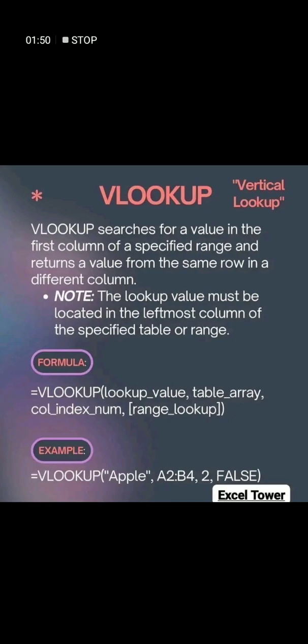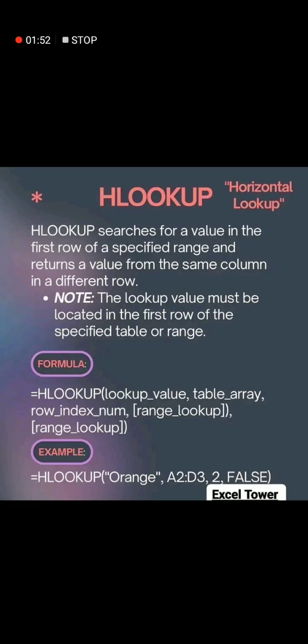So kung kanina is yung column index niya, row index ang hinahanap sa horizontal value. So yan, HLOOKUP. Ang hanapin is yung orange sa lahat ng table range or range na ginawa nyo. So halimbawa is yung cell range A2 to D3, and then yung row index number. And then sunod is true or false.